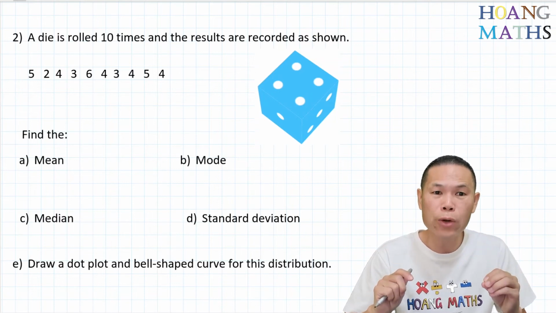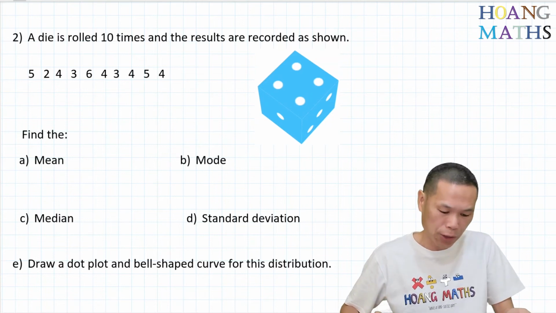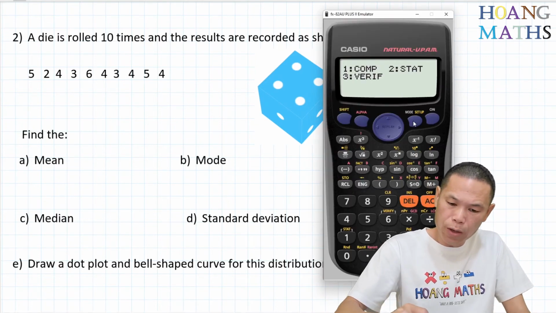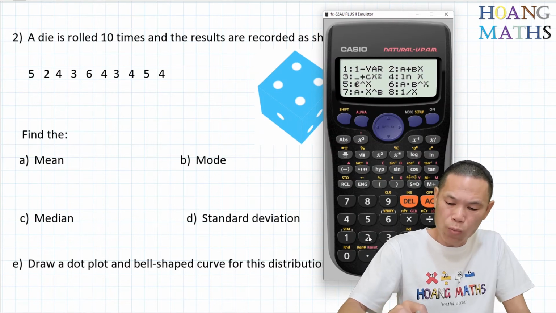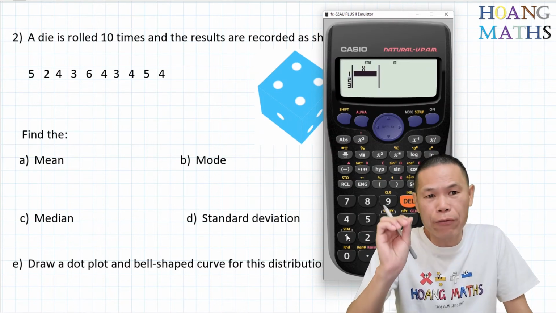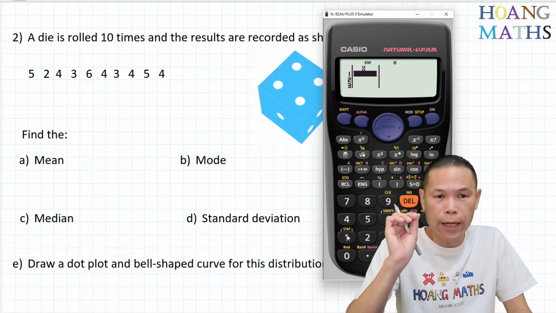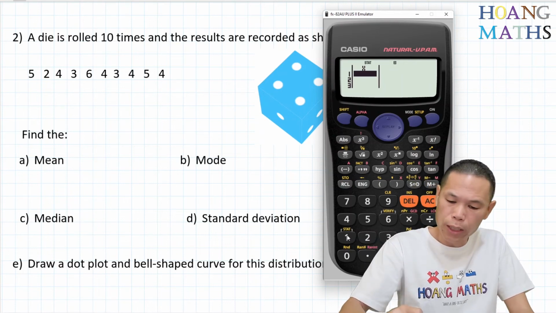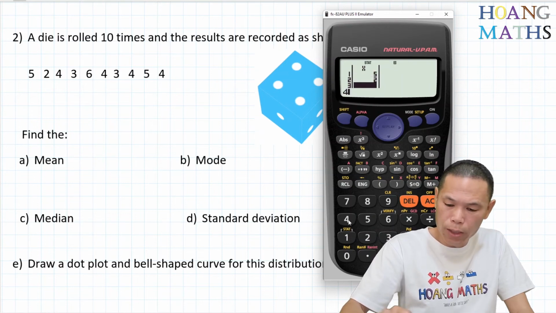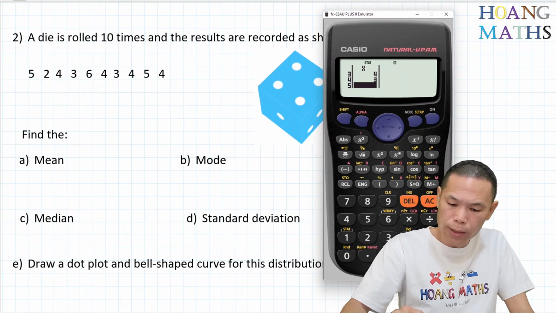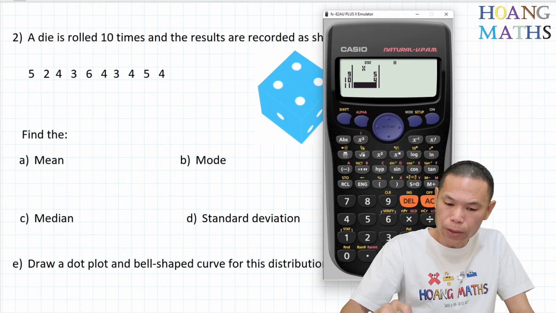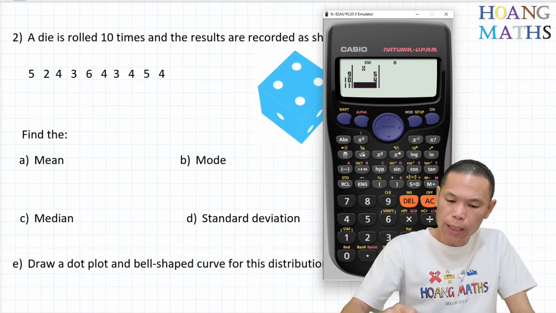So first of all, I need to enter the data onto my calculator. So I just go Setup, Option 2, and Option 1. Now, if your calculator has a frequency column, you leave it as it is, okay? It doesn't affect anything. Just keep that in mind. So 5 equal, 2 equal, 4 equal, 3 equal, 6 equal, 4 equal, 3 equal, 4 equal, 5 equal, and 4 equal.